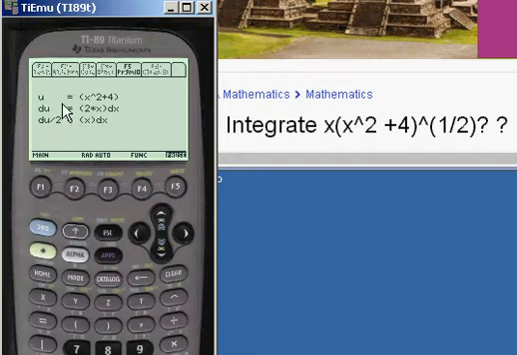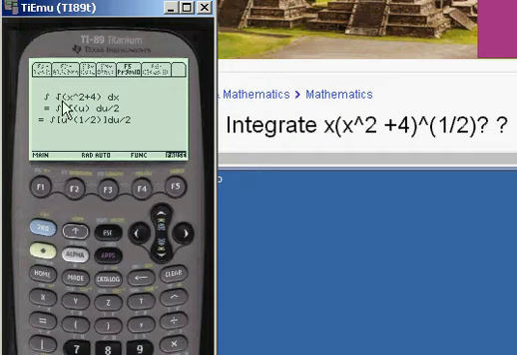Very simple. u equals the inside of the parentheses, okay? The derivative of that is 2x dx. We take the 2 with algebra and divide both sides by 2. Come up with x dx. Notice this is the same as what we rewrote the problem with, okay? So you can forget about that portion of it.